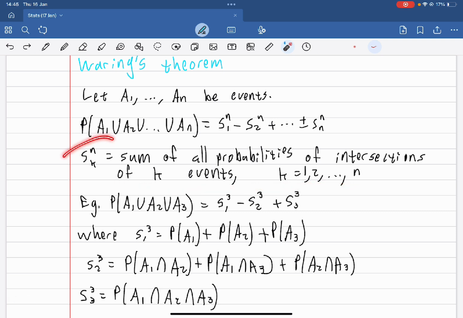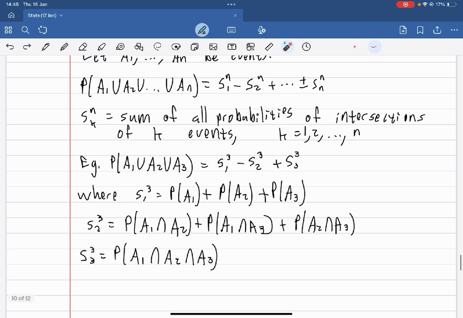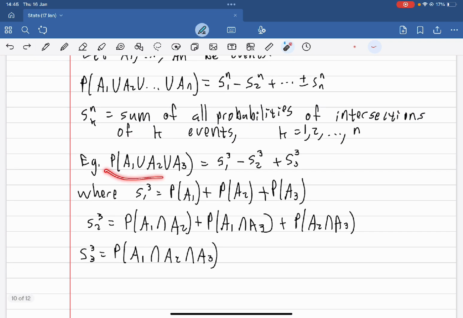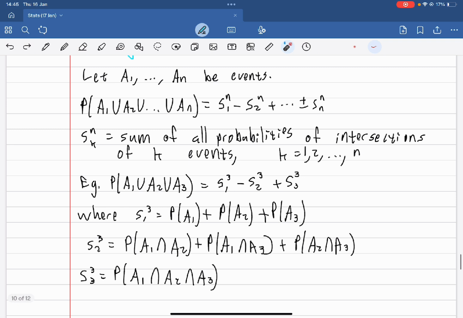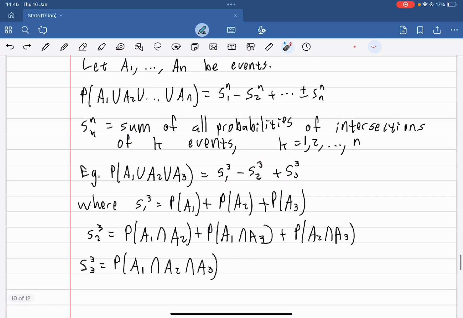So this can be a little bit confusing to think about, so let's look at an example. So let's look at the union of 3 events. We're going to look at the union of A1, A2, and A3. So using Waring's theorem, we can see that there's a total of n. So at the top we're going to have 3's, S_31, S_32, S_33, and it goes all the way up to 3. So it goes S_31 minus S_32 plus S_33.